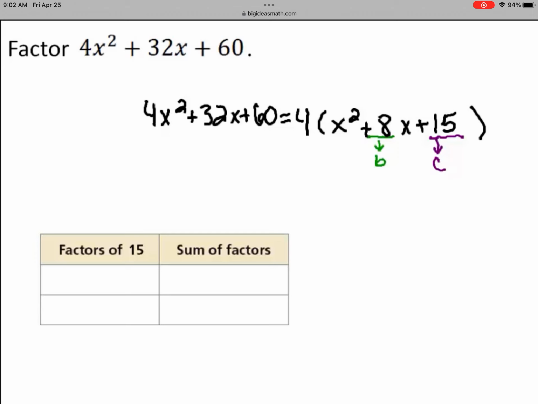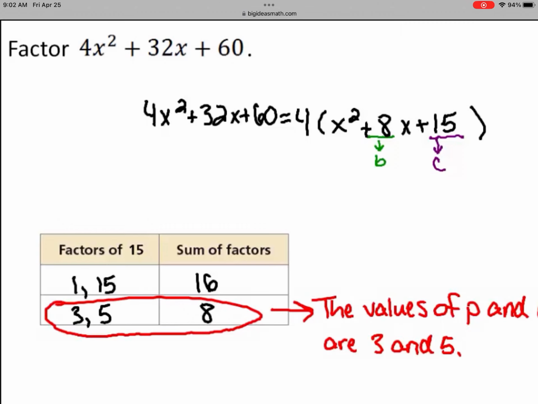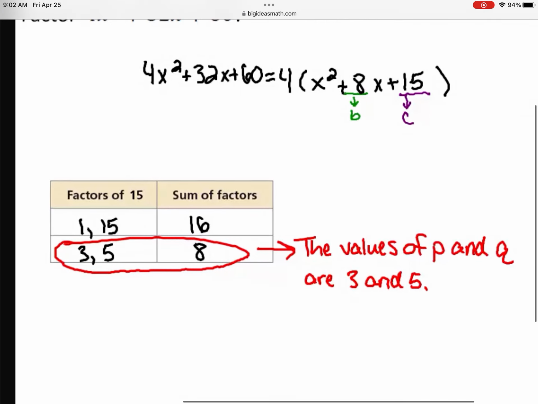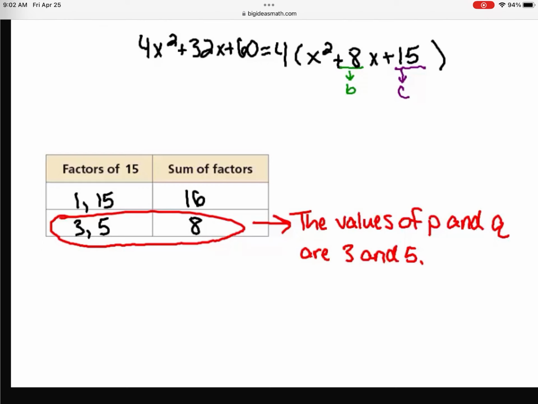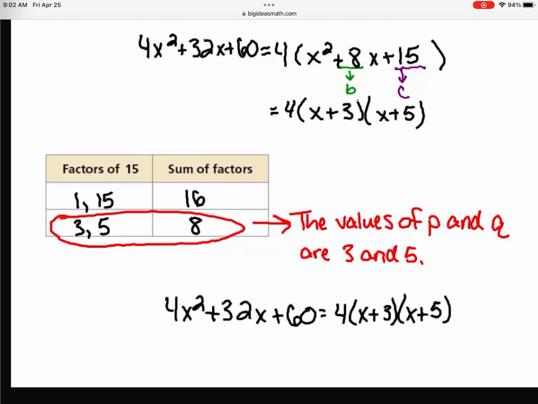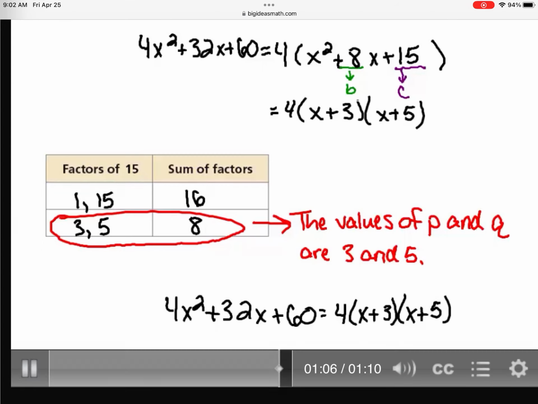The positive integer factors of 15 are 1 and 15 and 3 and 5. 1 and 15 have a sum of 16, and 3 and 5 have a sum of 8. Because 3 and 5 have a sum of 8, the values of p and q are 3 and 5. So x squared plus 8x plus 15 factors as the quantity x plus 3 times the quantity x plus 5. And 4x squared plus 32x plus 60 factors as 4 times the quantity x plus 3 times the quantity x plus 5.